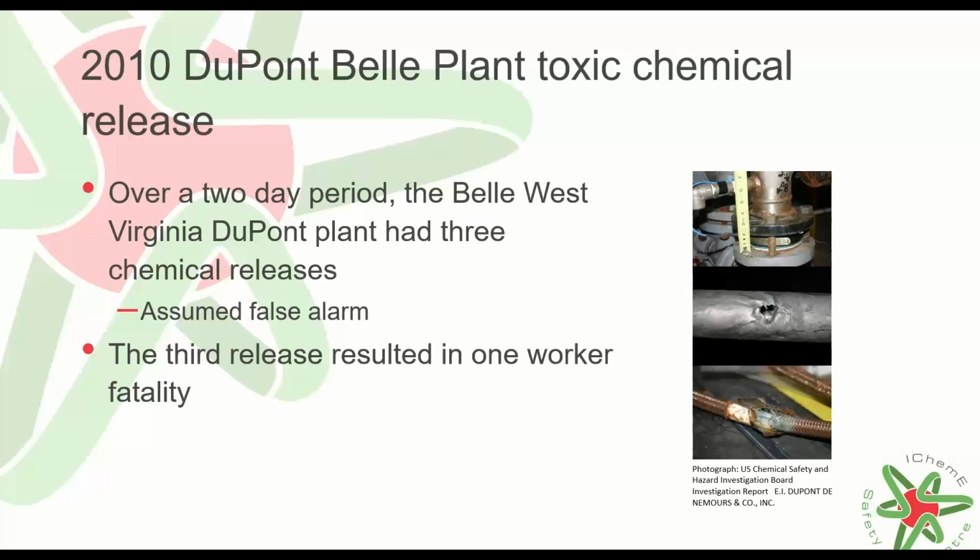The DuPont Belle plant, where they had some toxic releases in 2010, so 10 years ago now we're looking. Now, over a 2-day period, they had 3 separate chemical releases. And there was an assumed false alarm in there, so they'd actually normalised, again, a false alarm. They'd normalised an alarm that they assumed was false. One of the situations here was that they actually had a bursting disc in a line, and they had an alarm to let them know if the bursting disc had ruptured and leaked any of the toxic substance through.